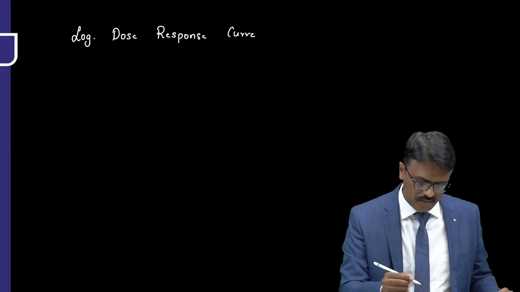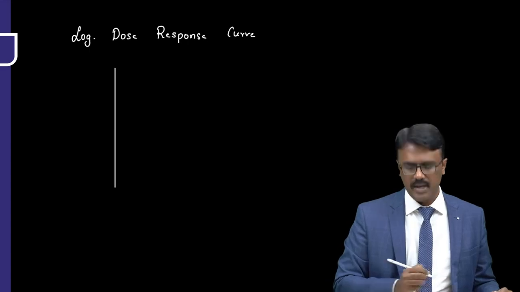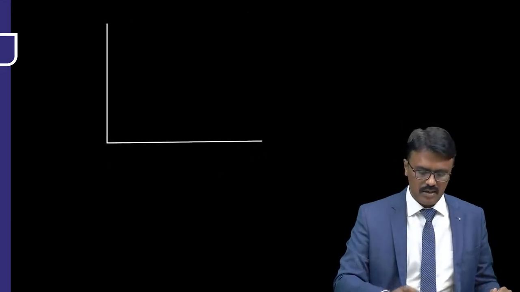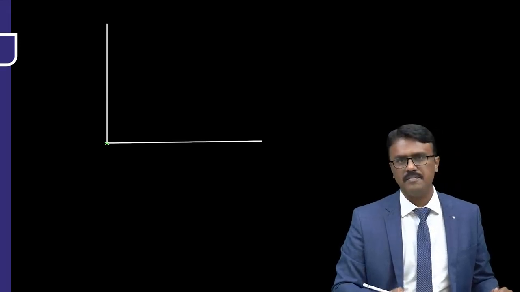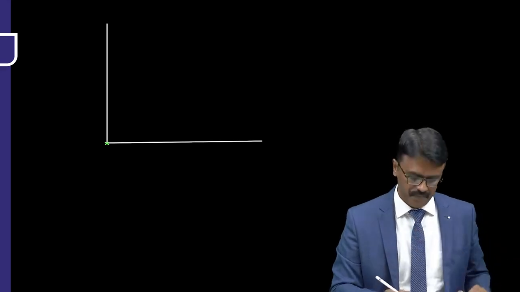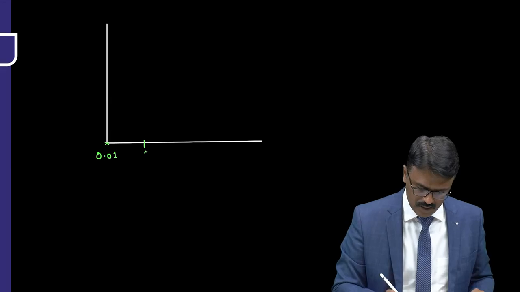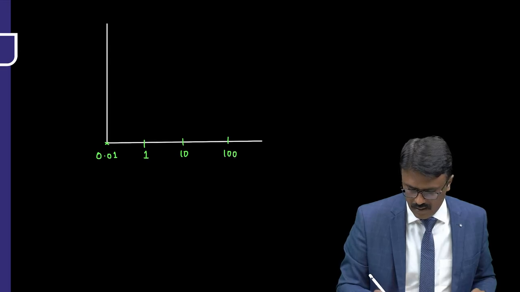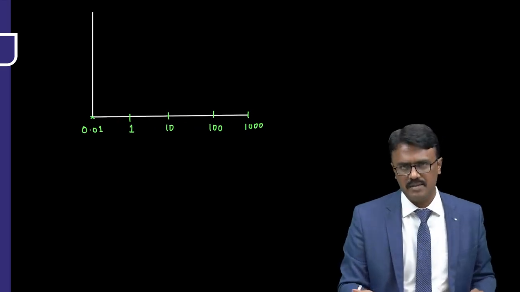What did that change? The change is here. So this is the y-axis and this is the x-axis. So what is the change they did? They just changed one thing. What is that? Instead of plotting the x-axis in the normal numericals, they made it logarithmic scale. So suppose the dose is 0.01 here. This is 1. This is 10. This is 100. And this is 1000. So let us understand it as milligram like that.